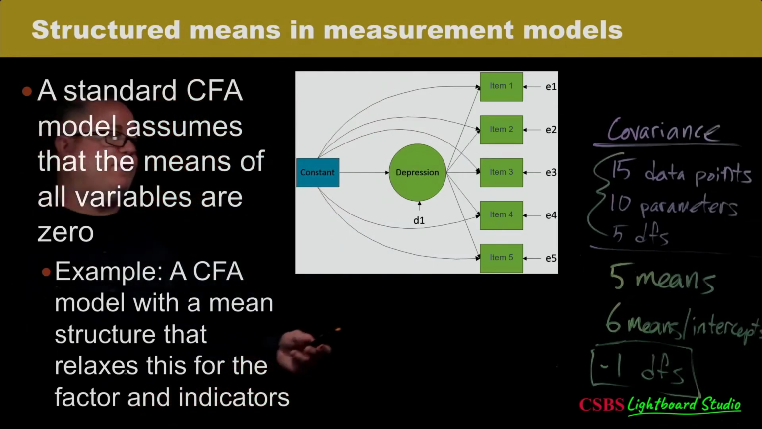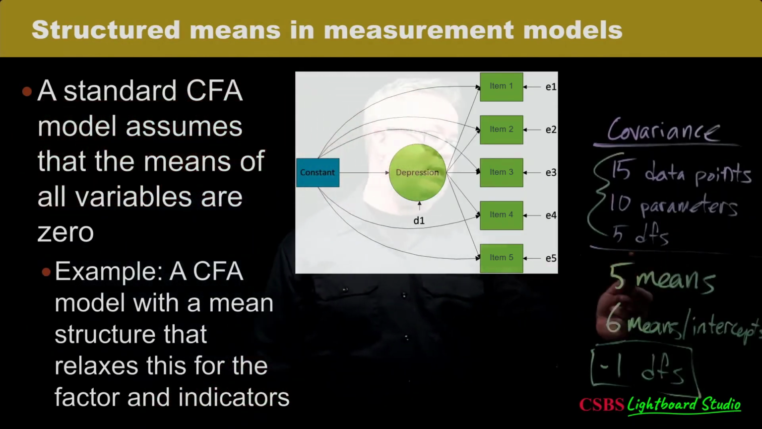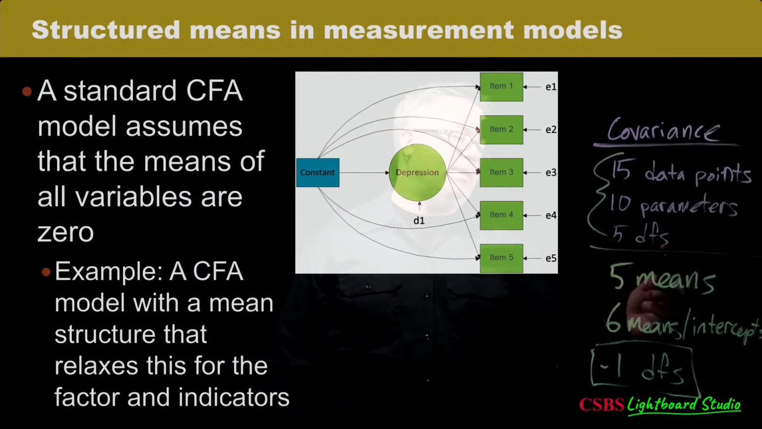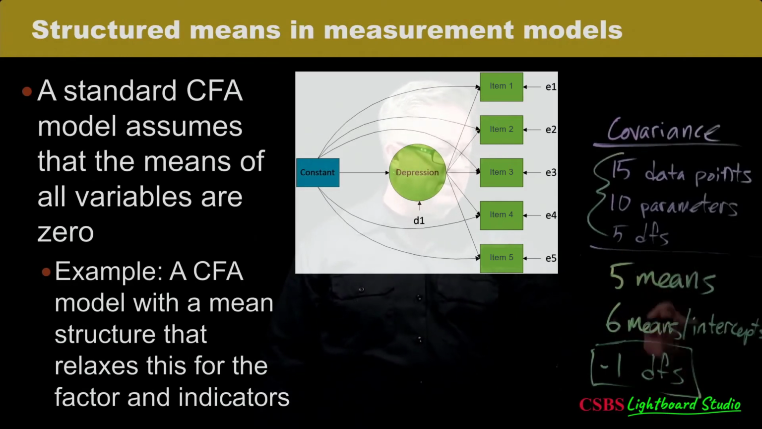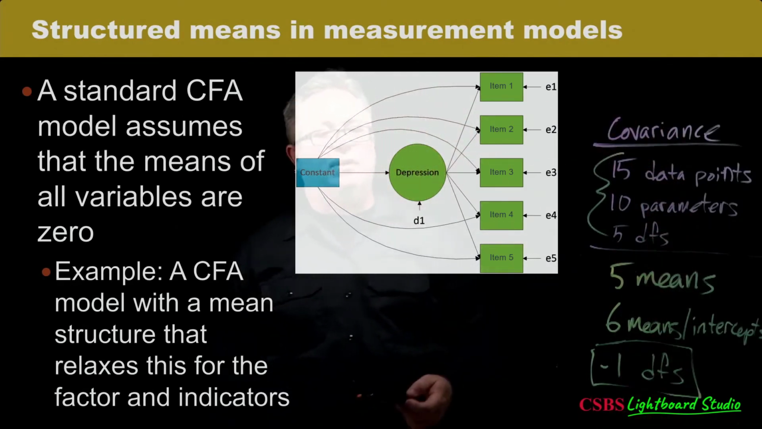And even though I have 5 degrees of freedom just sitting here, they're untouchable. I can't use them for this. They're looked at separately. The mean structure has to be identified, and the covariance structure has to be identified separately.